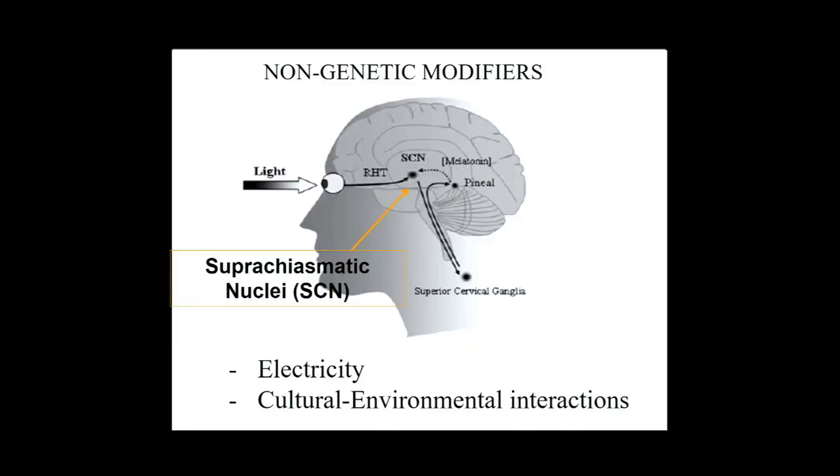Now, do these things change with expression, with age? Sure. But this is the world that we're in right now in terms of trying to explain genotypically what this mean sleep period is. But there are non-genetic modifiers. They work because light comes in and resets your suprachiasmatic nucleus. It resets your melatonin. And I'm going to give you two examples.